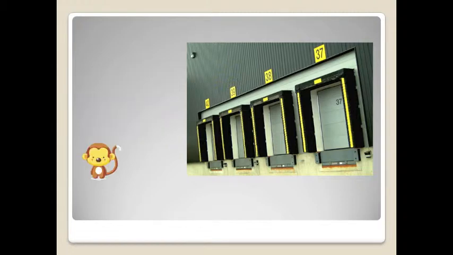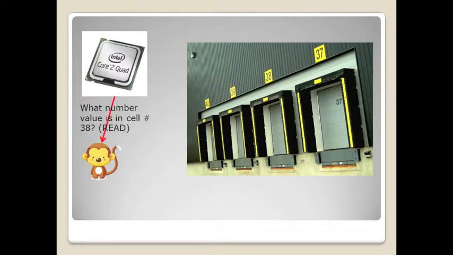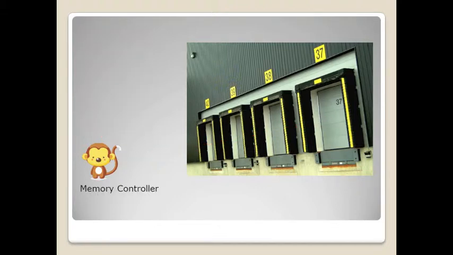Now imagine there's a worker monkey that sits out in the front of the warehouse and waits for data requests. One type of request is to find out what number is stored inside a particular storage unit. This type of request is called a read. Another type of request is to put a particular number value in a particular storage unit, and this request is called a write. And the worker monkey is an analogy for the computer component called the memory controller.